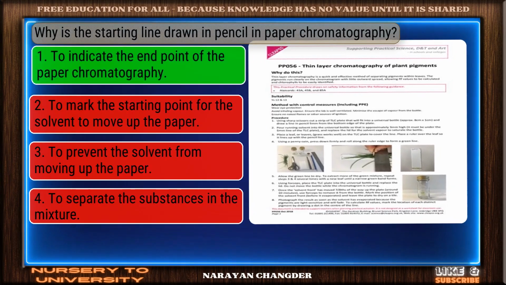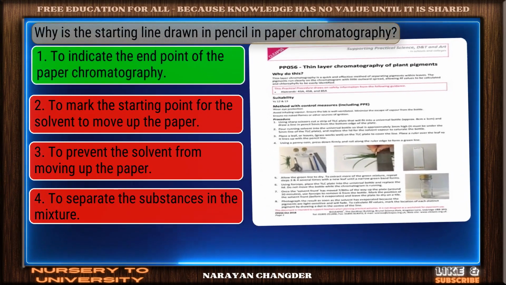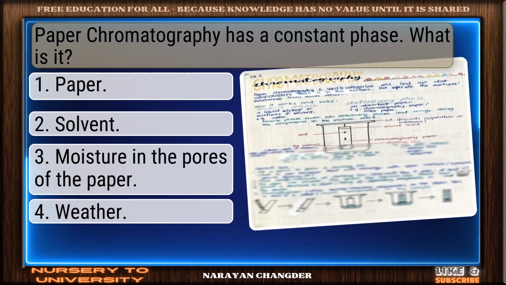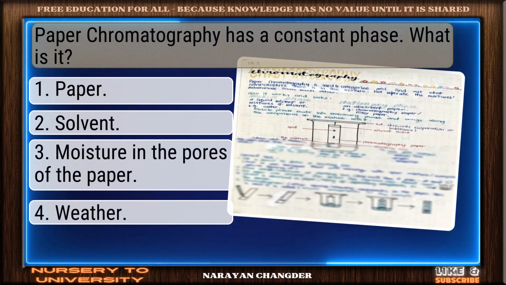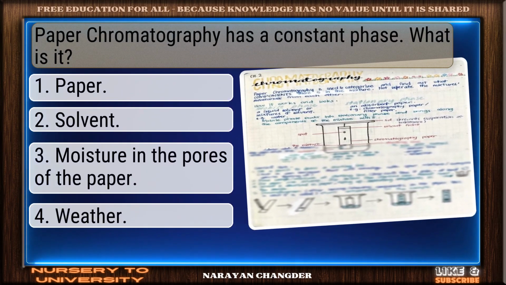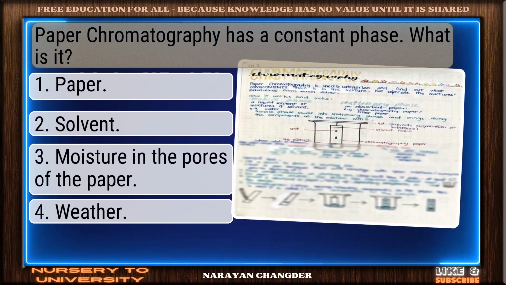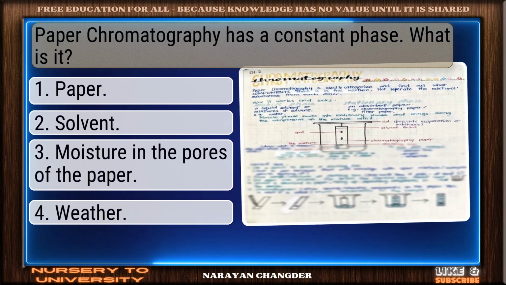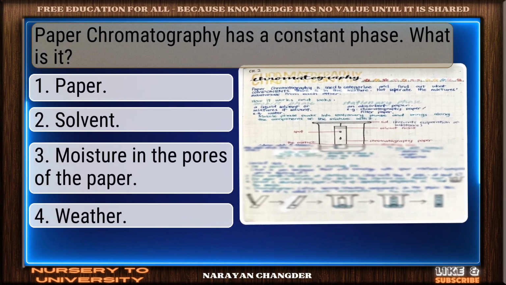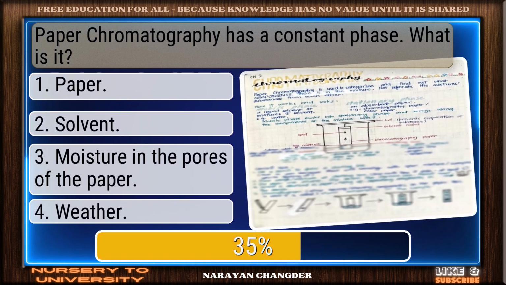Good job. To indicate the end point of the paper chromatography. Paper chromatography has a stationary phase. What is it? Option 1, paper. Option 2, solvent. Option 3, moisture in the pores of the paper. Option 4, weather.